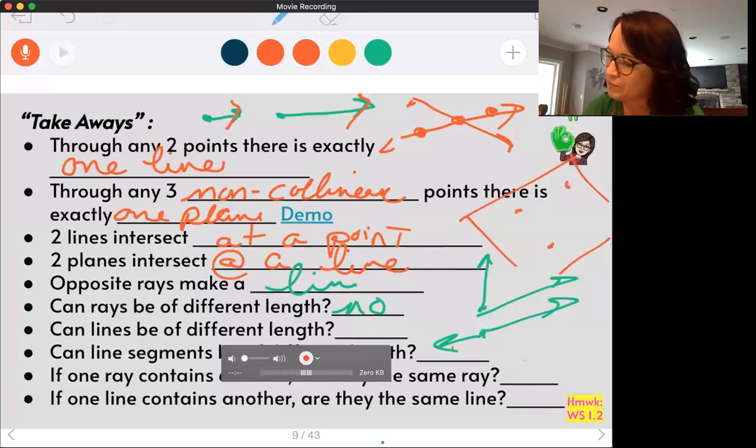Can lines be of different length? No. Same thing, even if I went like this, you'd say, yeah, this guy's shorter. No, he's not, because it's going forever.